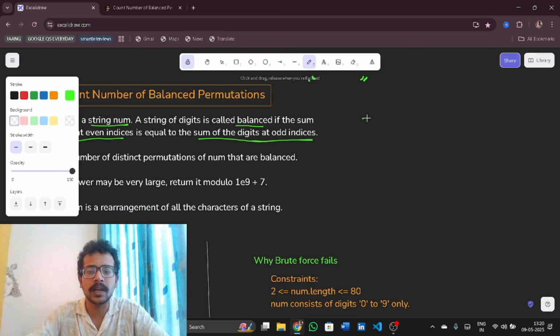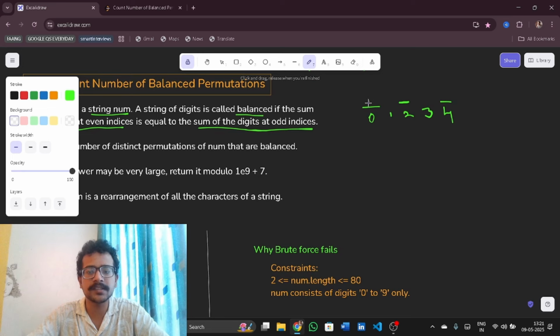What does this mean? It is like indices 0, 1, 2, 3, 4. So what are the even indices? Even indices are 0, 2, 4. The sum of digits at these indices should be equal to the sum of digits at the odd indices. The sum at odd indices should be equal to the sum at even indices.